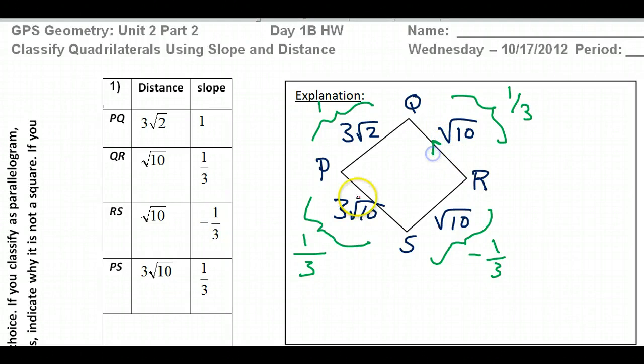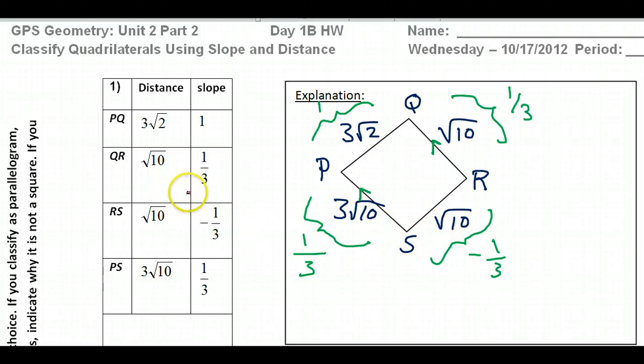Okay, QR is parallel to PS. But if I look at the other lines, PQ and SR, 1 and -1/3, these are not the same. So these lines are not parallel. So fine, it's not a parallelogram.